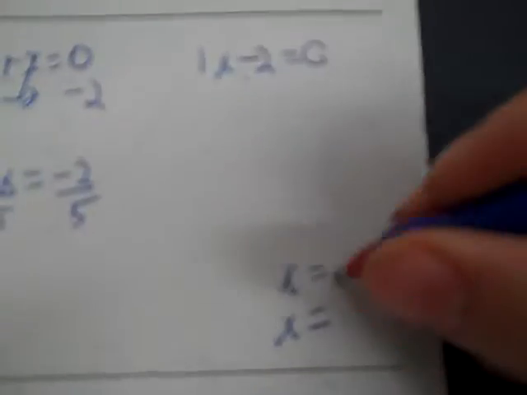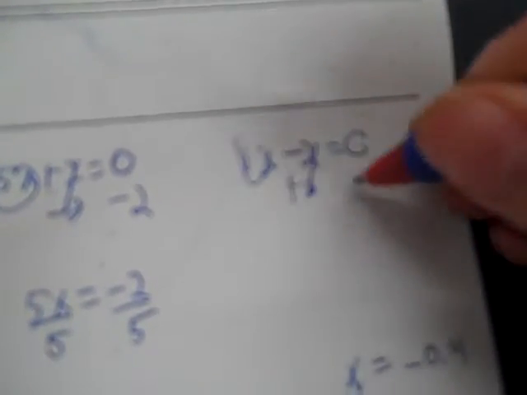So 5x plus 2 could equal 0, or 1x minus 2 could equal 0. So I minus 2, 5x equals negative 2. Divide by 5. So negative 2 divided by 5 is negative 0.4. Plus 2, 1x equals 2.